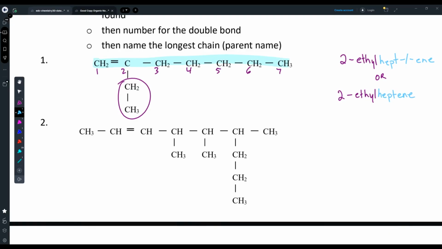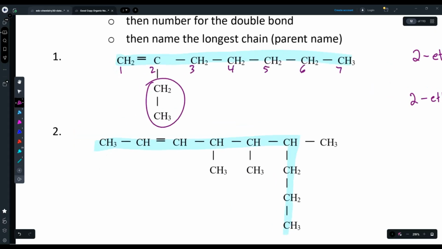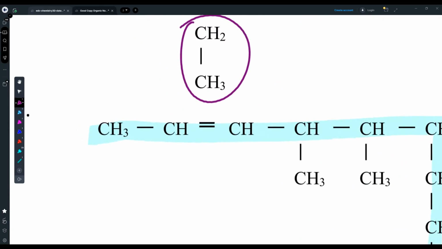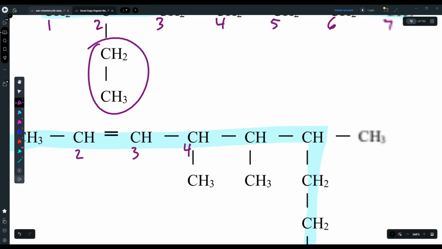All right, let's go to the next one here. So it's tempting to go, this is my parent chain. However, that's not the longest continuous chain of carbons. Okay, so this option had 1, 2, 3, 4, 5, 6, 7 carbons in it. However, if we go like this, then this is going to have 9 in it. Okay, so I'm going to number my carbons, making sure the double bond gets the priority for the lowest number. So that's why I'm starting left and going right.